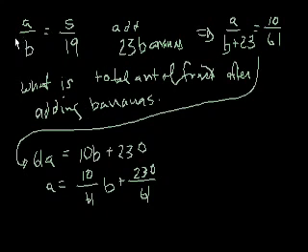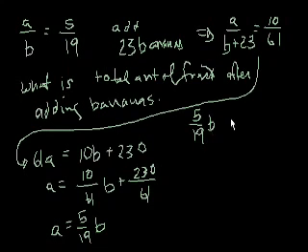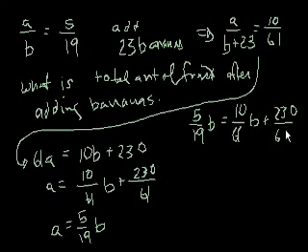And we could take this equation and multiply both sides by B, and we say that A is equal to 5/19 B. Right? Well, both of these are equal to A, so we could set them equal to each other, and we get 5 over 19 B is equal to 10 over 61 B plus 230 times 61. And we solve for B.